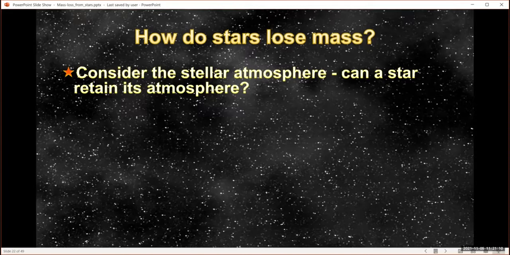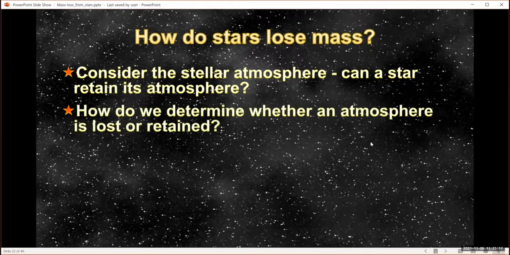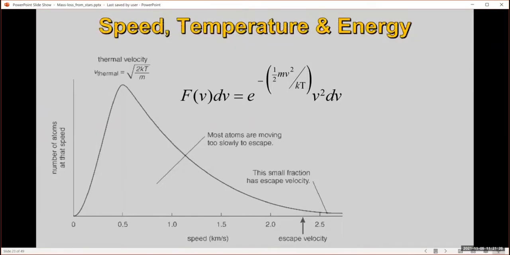Now, can it hold on to the atmosphere, or is it just going to drift off because it's too tenuous? Well, let's investigate that idea. How do we determine whether an atmosphere will be lost or retained? That is, whether it's a star or a planet or a moon, it's going to follow the same rules. Now, we discussed this in another video, but let's just review it here.